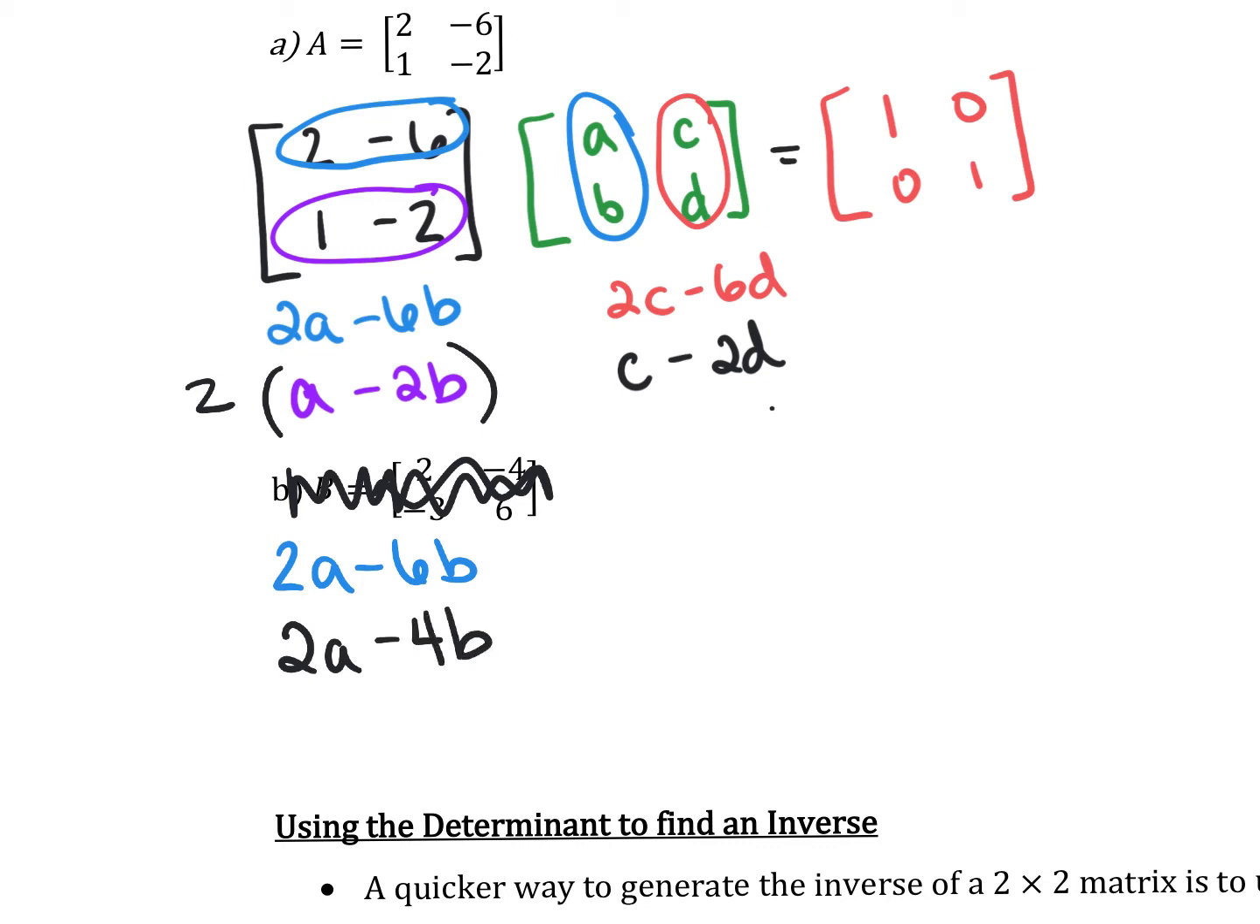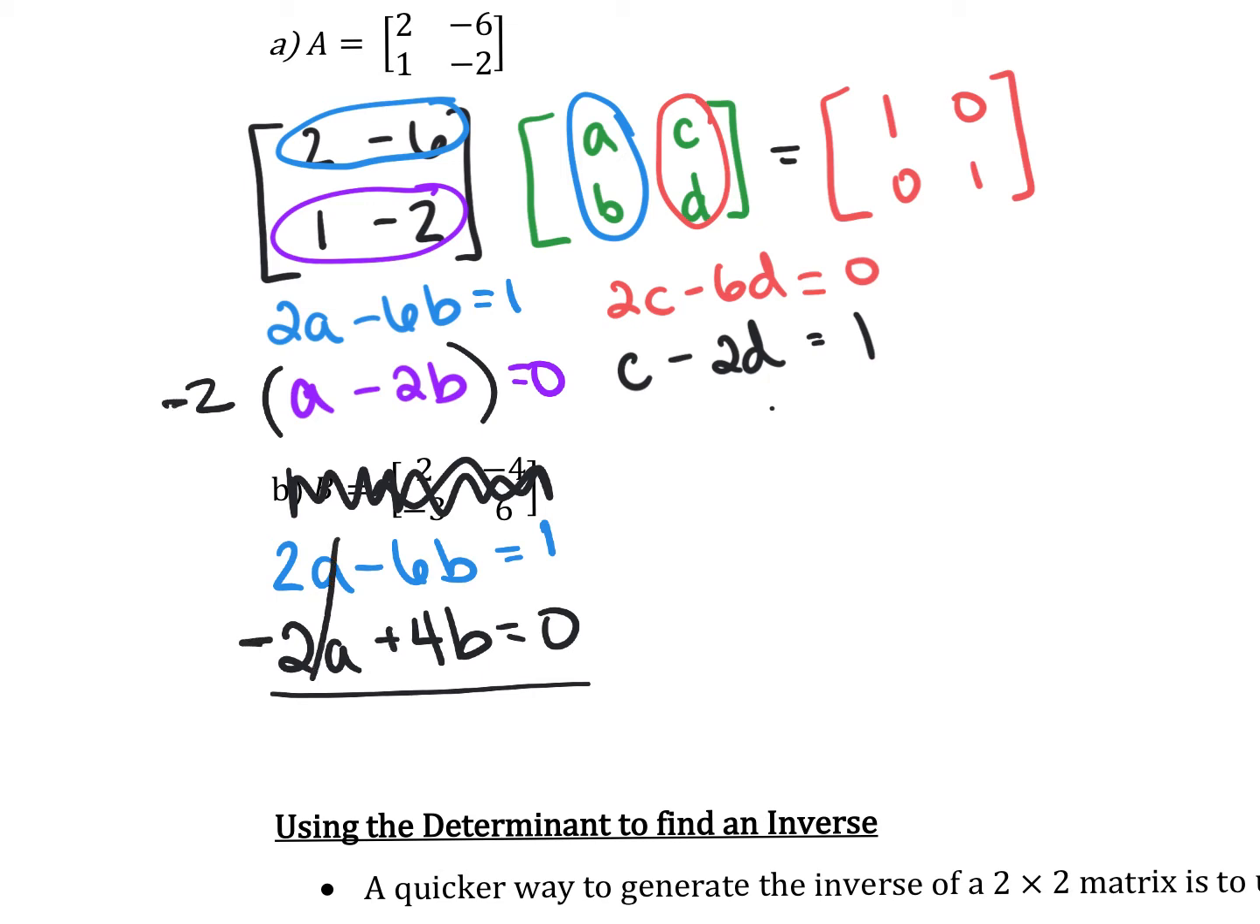And remember that I need to set these equal to the identity. This one equals 1. This one equals 0. This one equals 0. This one equals 1. So I'm setting them equal to the identities. So when I do this, I have that equals 1. And this will equal 0. I actually need to multiply by -2 to make these signs flip.